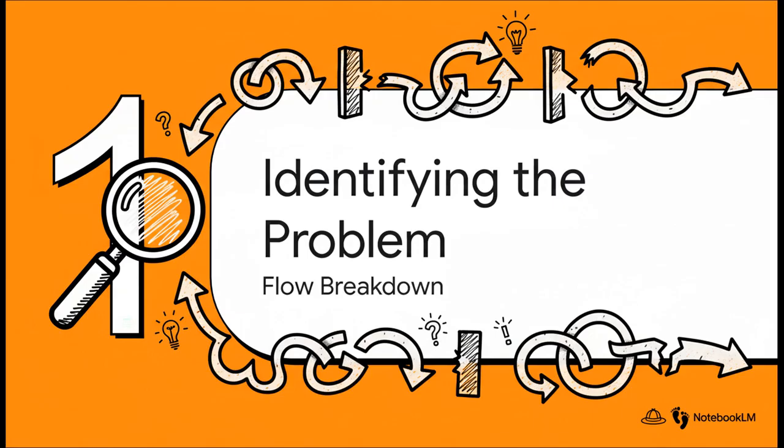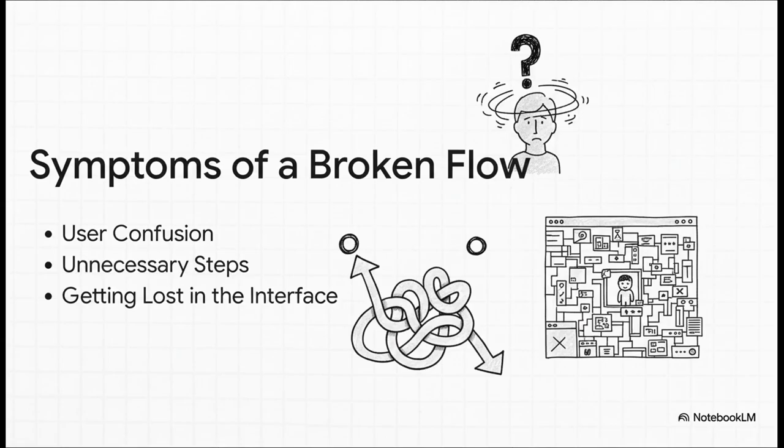Okay, so before we can fix a single thing, we've got to put on our detective hats. We need to figure out exactly where people are getting stuck, where they're hitting dead ends, and where they're getting totally turned around. It's all about learning to spot the symptoms of a broken flow. So take a hard look at your own project. Are your users scratching their heads? Are they taking like 5 steps to do something that should only take 2? Are they clicking all over the place, totally lost? Come on, be honest. These aren't just little hiccups. They're giant red flags telling you that your navigation needs some serious help and fast.